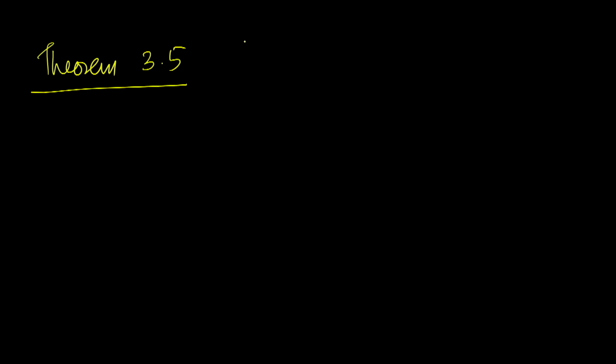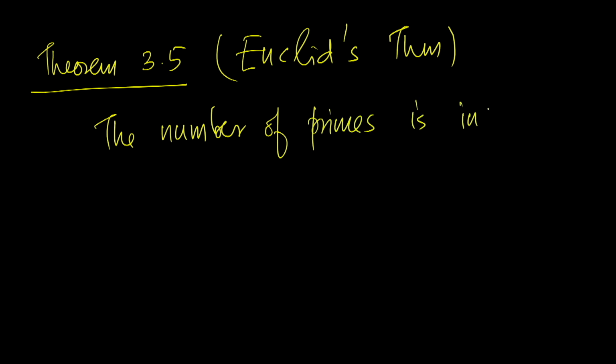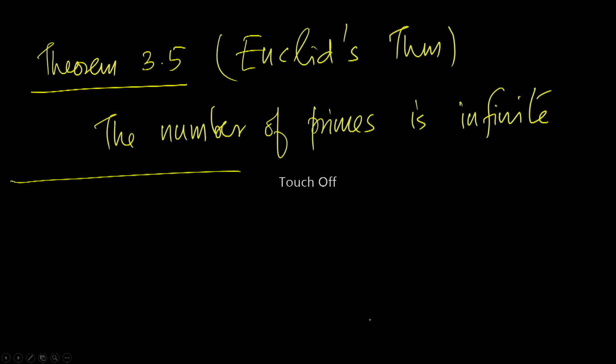The next theorem is called Euclid's theorem. What it says is that the number of primes is infinite. That is, we can keep on finding ever larger primes. The proof goes like this.